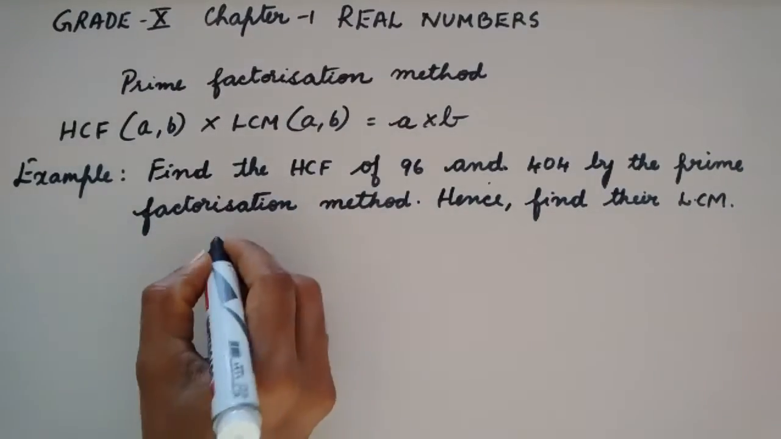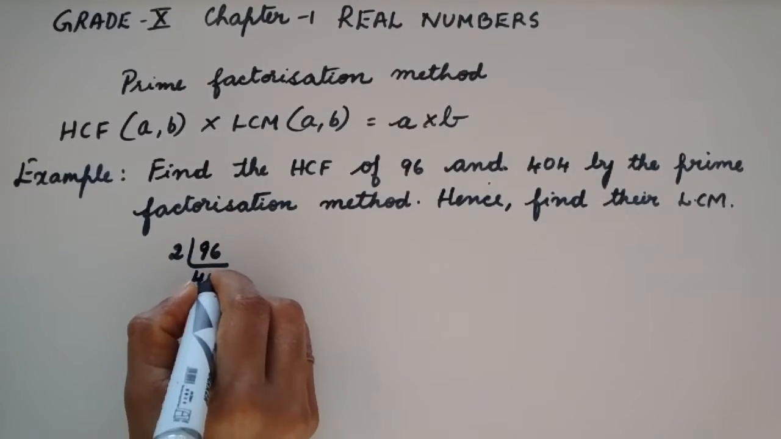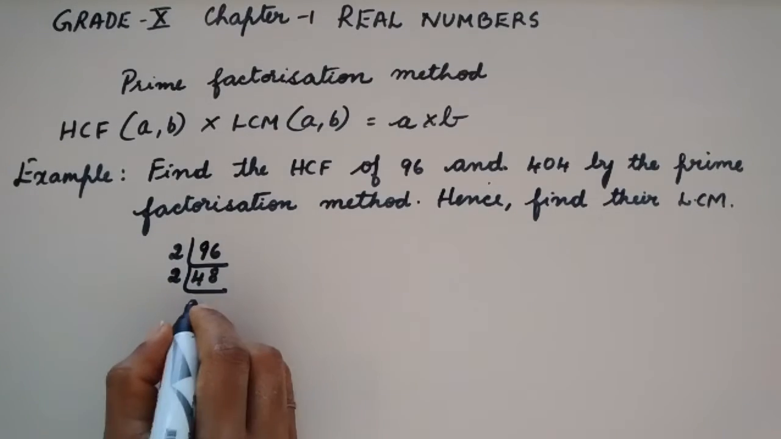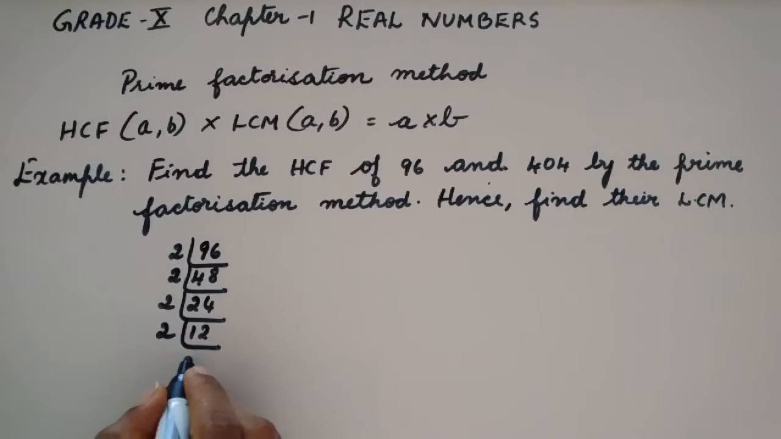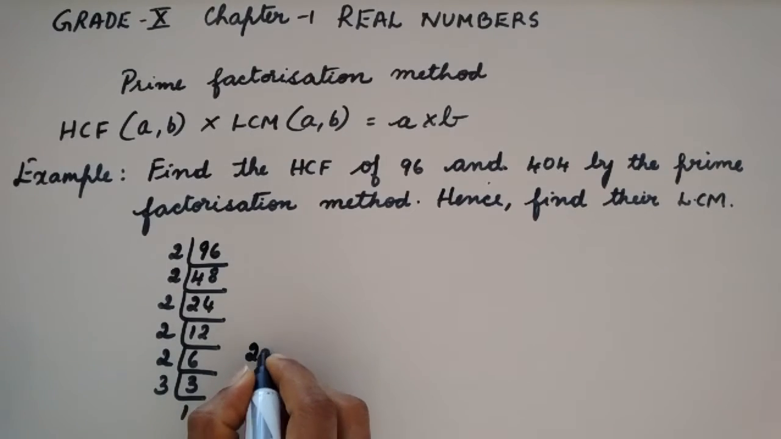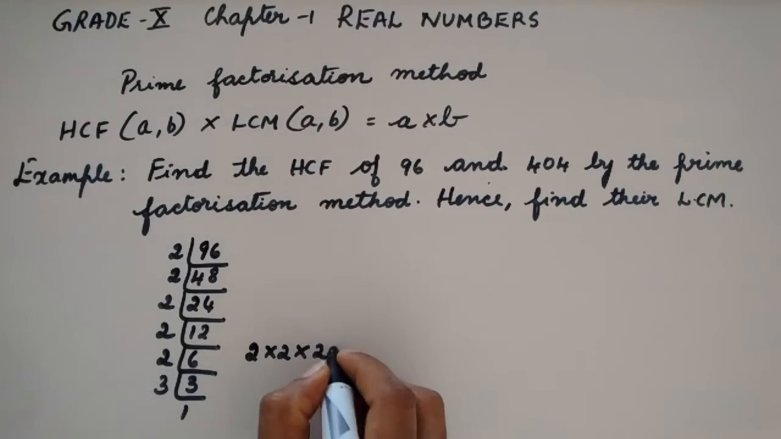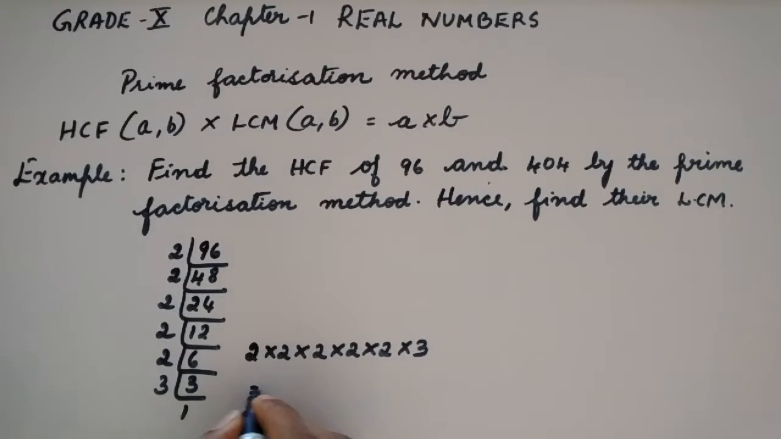So first let us factorize 96. 2 4s are 8, 2 8s are 16, 2 2s are 4, 2 4s are 8, 2 12s are 24, 2 6s are 12, 2 3s are 6, and 3 1s are 3. So let us write the prime products of 96 here. It will be 2 into 2 into 2 into 2 into 2 into 3. So this will be equal to 2 to the power 5 into 3 to the power 1.